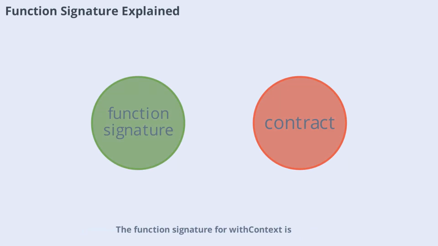The function signature for withContext is public suspend fun <T> withContext(context: CoroutineContext, block: suspend CoroutineScope.() -> T): T. The context parameter specifies the new coroutine context, such as a dispatcher or additional elements. The block is a suspending lambda that executes in the new context and returns a value of type T. The contract ensures the block is called exactly once, optimizing for inlining and preventing unintended side effects.